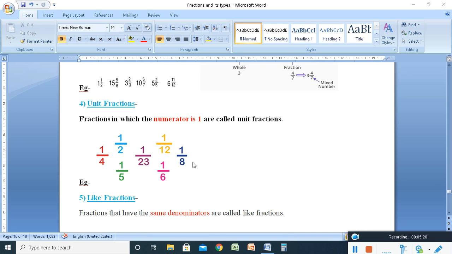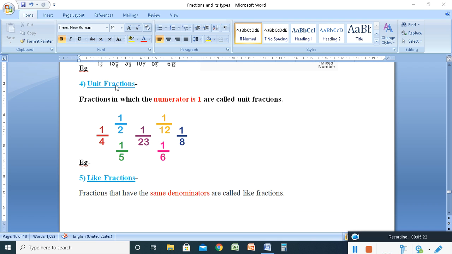Let me see the fourth type, unit fractions. So what is a unit fraction? Unit fraction means, look at the numerator. All the numbers having the numerator as 1. Fractions in which the numerator is 1 are called unit fractions. 1 by 4, 1 by 23, 1 by 8, 1 by 12. These types all come under unit fractions. The numerator should be 1. So this kind of fraction is called a unit fraction.